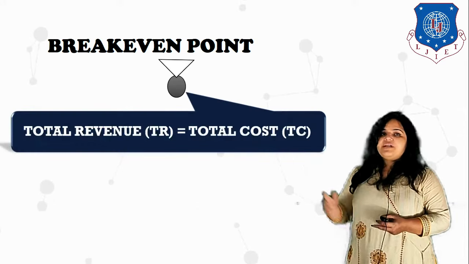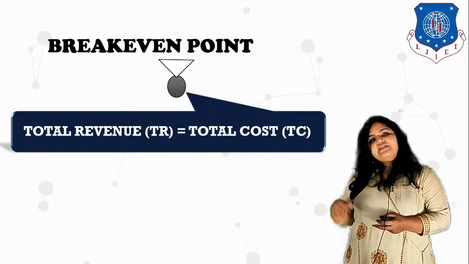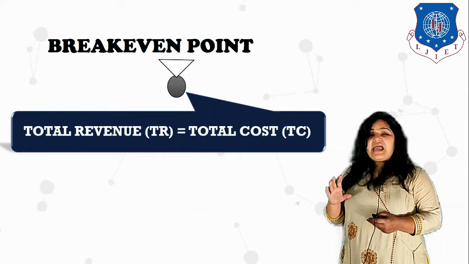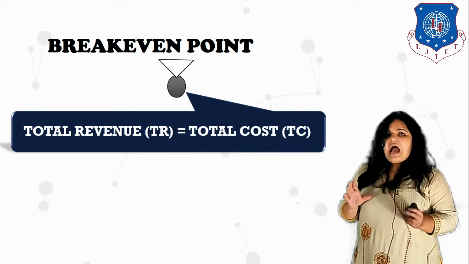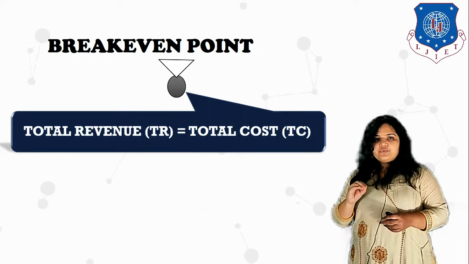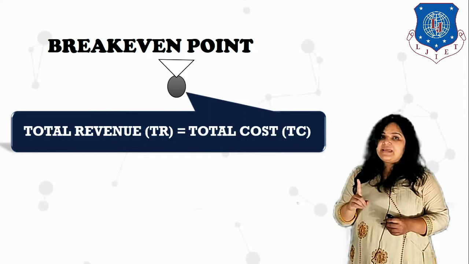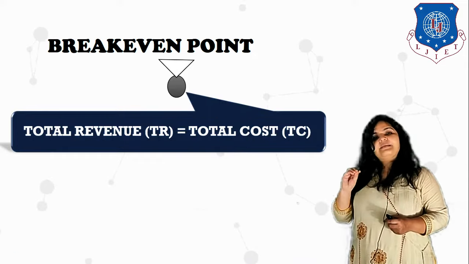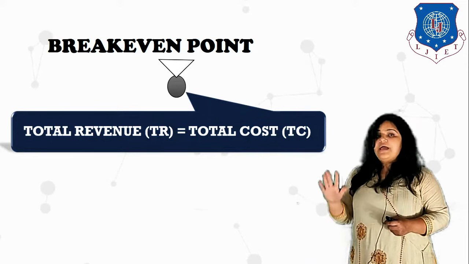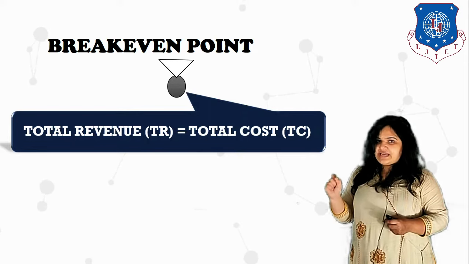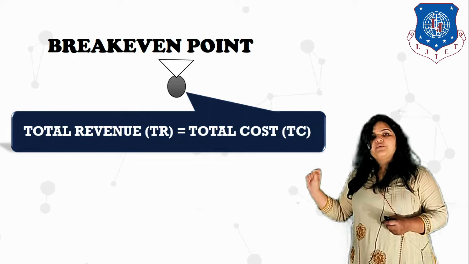Okay, students, break-even point, as I already told you, is when your total revenue is equal to total cost. If you can identify from the table, how did I calculate total revenue? I told you that if for one pencil the selling price is 10 rupees, then for 5 pencils the total revenue is 5 multiplied by selling price, which is 10, which is equal to 50 rupees.